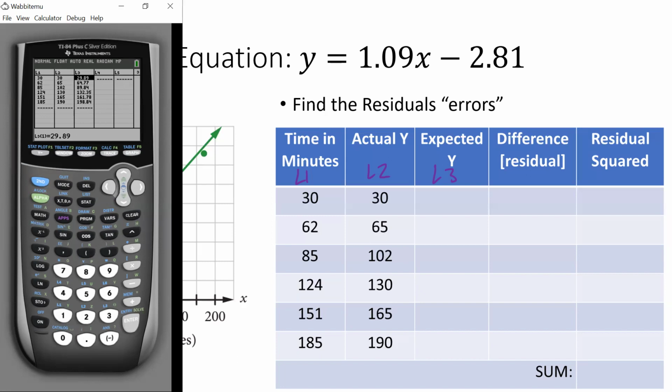Once you type it in, you press enter, and it's going to calculate. You would appreciate it. That's our expected. Okay, so now we have our expected values. So our expected values are 29.99, 64.77, 89.84, 132.35, 161.78, and 198.84. Isn't that so nice?